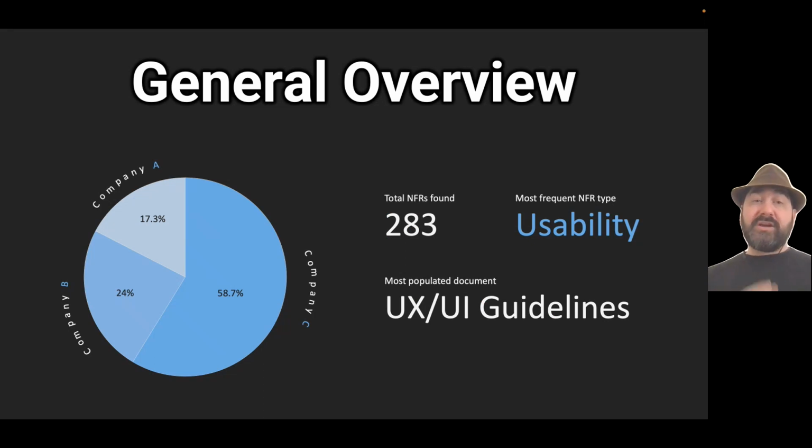Okay, so a general overview. So we have company A, B, and C, right? We found in this inspection a total of 283 non-functional requirements. The document that has more was these UX guidelines, and the most frequent type was usability, right? So I will give a fast view of the companies.